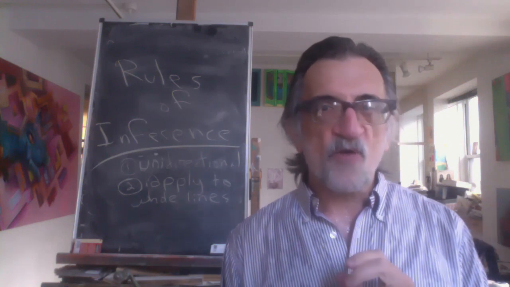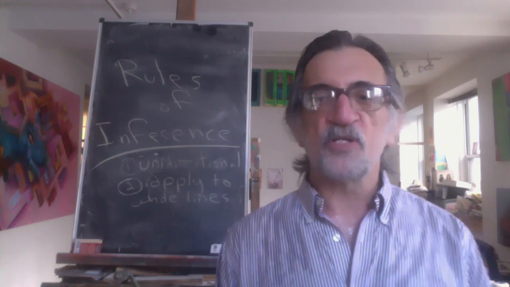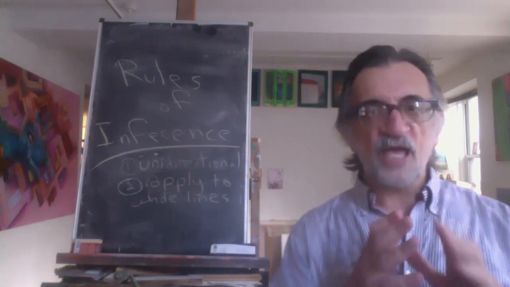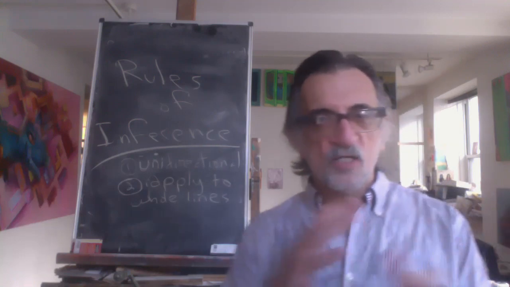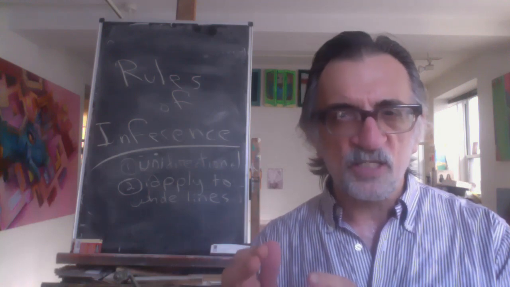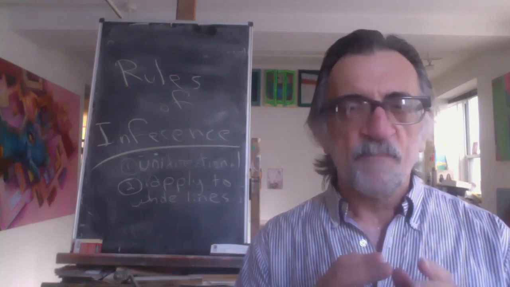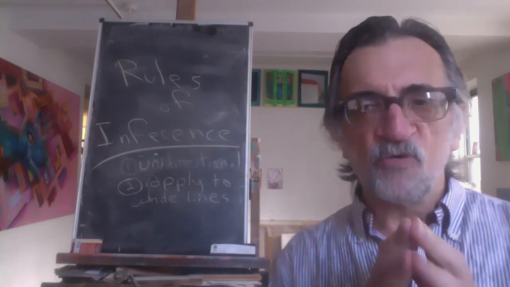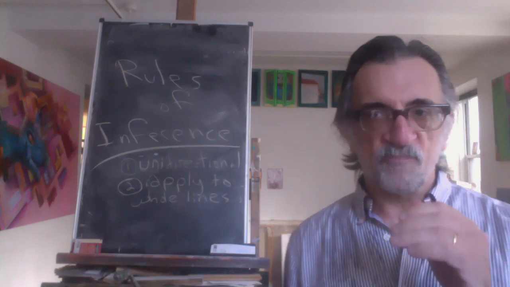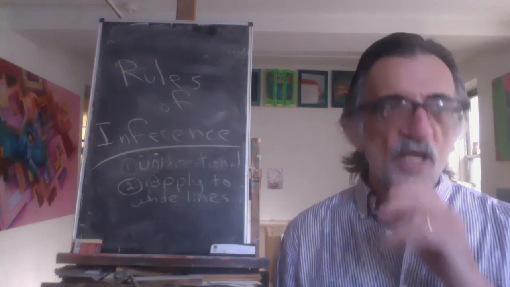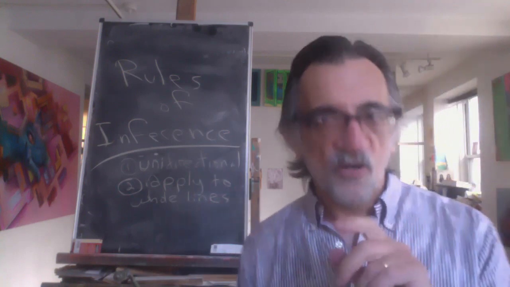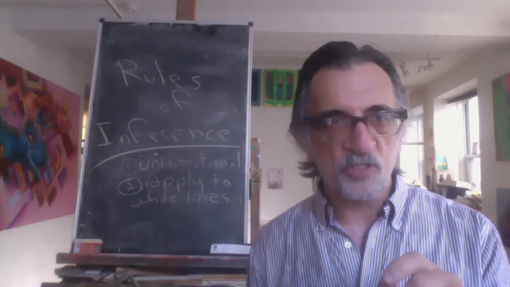To guide us on our walk from premises to conclusion, we have what our textbook identifies as the 8 fundamental rules of inference. There can be some modifications. Sometimes a larger set is used, sometimes a smaller, but these are more or less the 8 rules of inference that apply to any truth functional proof. Now, there are 2 general features that these rules of inference have. First of all, they're unidirectional.